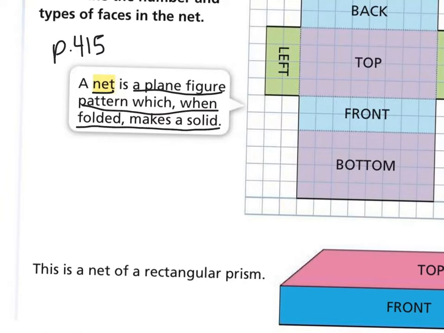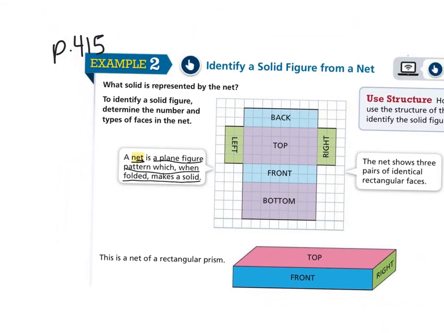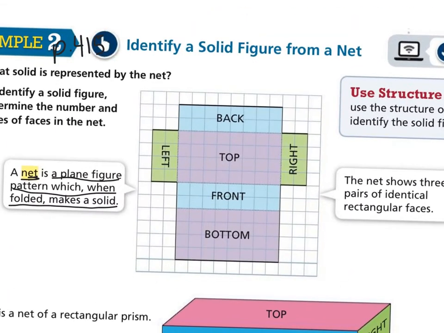So again, it's basically a flat form that we could fold up in order to make a three-dimensional object. So if we look at this on example 2, we can see altogether there are 6 sides. We might notice here they've got labeled a top and bottom.